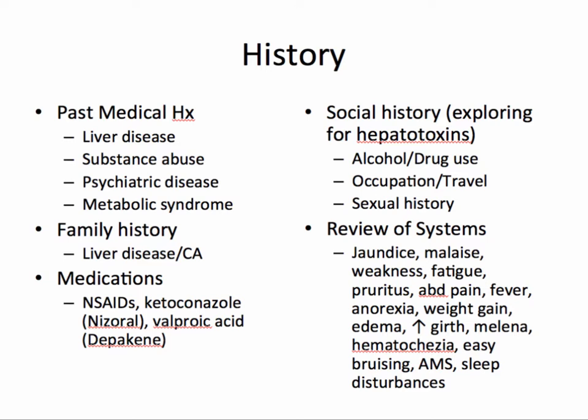Medications you'll want to be aware of that are hepatotoxic include NSAIDs, ketoconazole, and valproic acid. The main focus of the social history is to explore for hepatotoxins. For instance, you want to know if there's any history of drug or alcohol use, what their occupation is, whether or not they've traveled out of the country, and their sexual history.